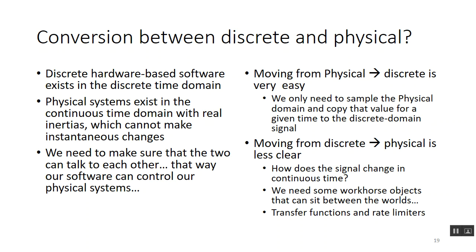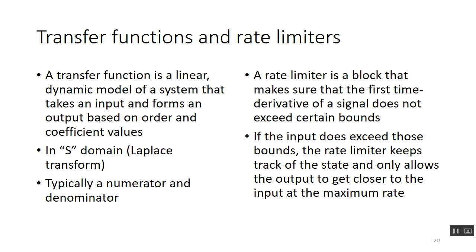And I'm sure you guys have talked about transfer functions and are sick of them, but there's some really good reason to talk about them. Just in case you don't remember, a transfer function is a linear dynamic model of whatever. It usually has a numerator and denominator, and it's in the S domain. Rate limiter, do you guys know? A rate limiter is just what it sounds like. It basically controls the first derivative of whatever the signal is doing. So our first derivative became infinite, so part of what we want to do there is make sure it doesn't go infinite, it has to go to a finite value.